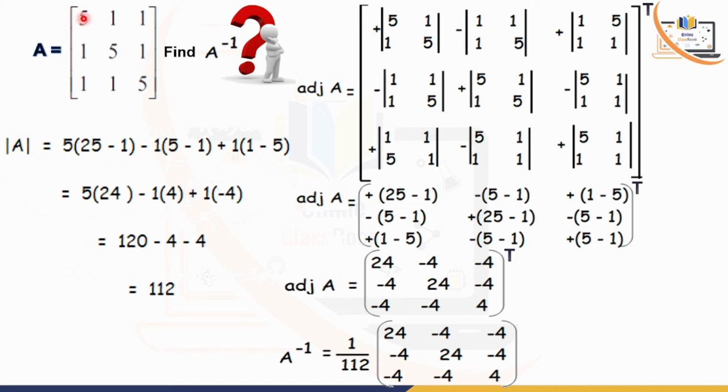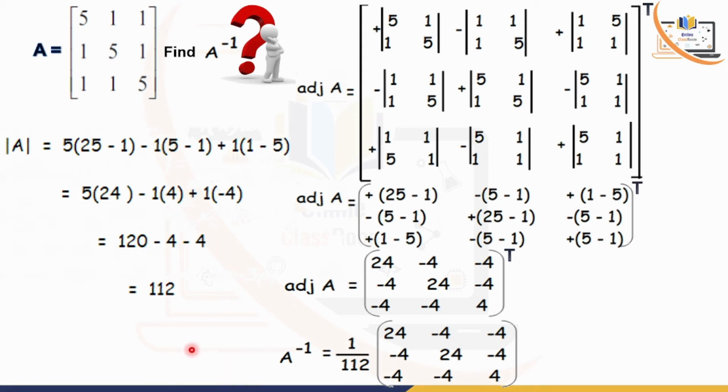If I consider the 5 point, it will be 25 minus 1, that is the first element. Second one, if I consider 1, obviously this particular column and this particular row will be discarded, so it will be 5 minus 1. Similarly, if I consider the last one, that is 1, this particular column and row will be discarded. The value will be 1 into 1 minus 1 into 5, so it will be 1 into 1 minus 5. If I proceed further, we get the final value as 112. You can easily check the calculation.